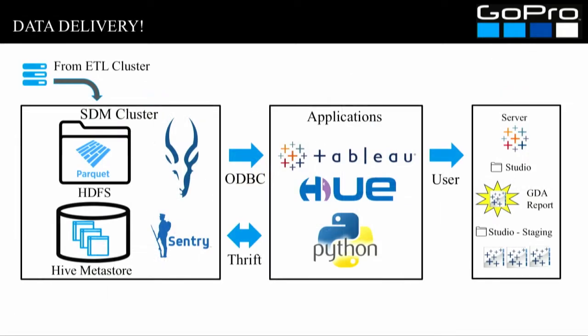Secure data mart's pretty simple. We talked about it already a little bit. Basically, you get your Parquet files, you get your Hive metastore. They're all partitioned Hive metastore tables. We use Apache Sentry, Kerberos, and LDAP to lock it down. And then for the most part, ODBC is how the data is being accessed. Tableau, Hue, Python, there are actually Spark notebooks also being used.